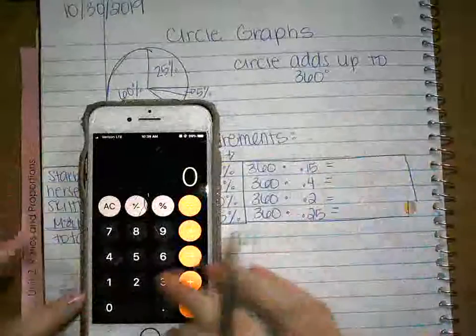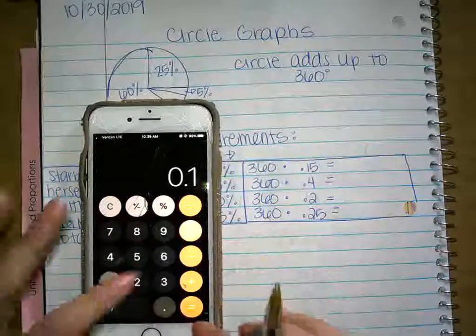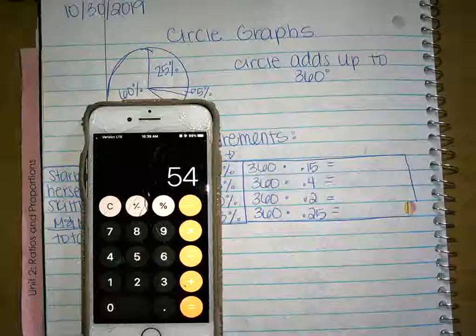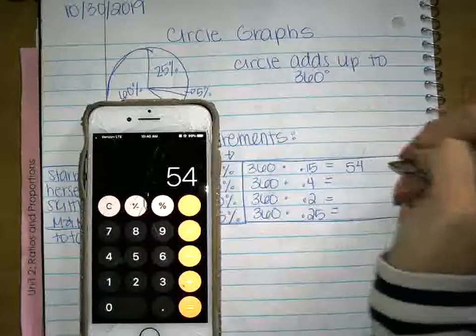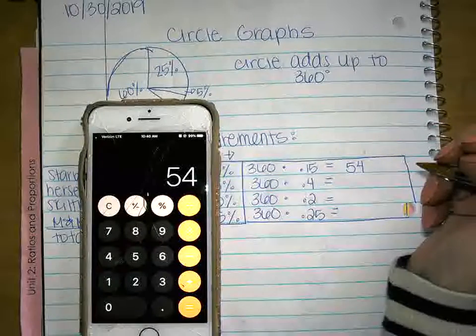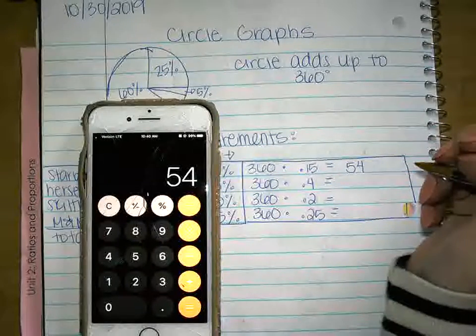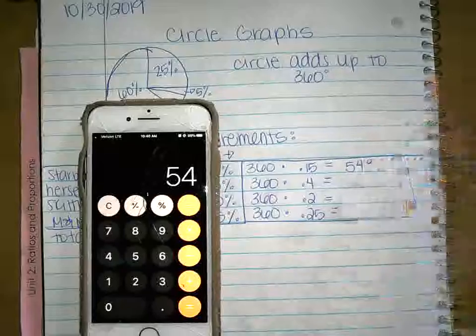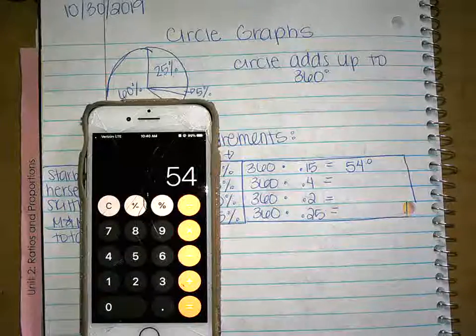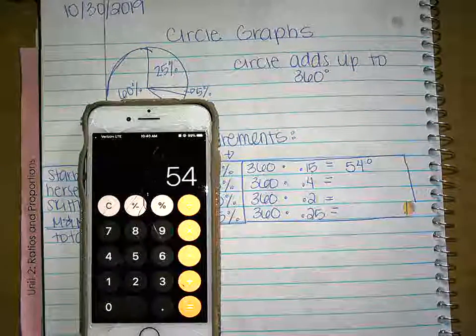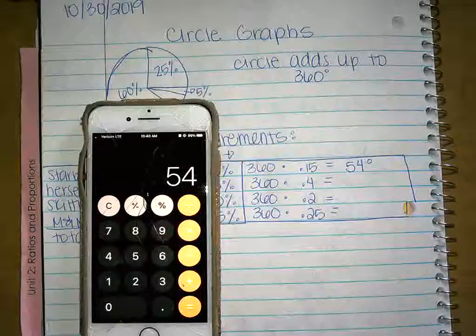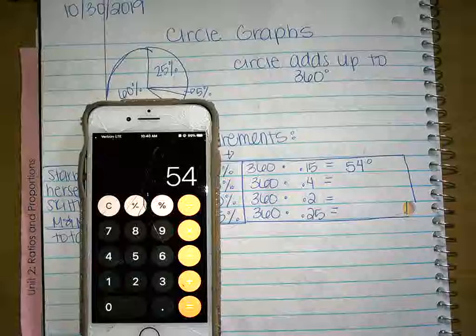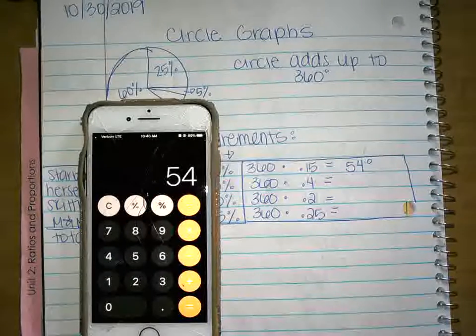I will type in 360 times 0.15, and we get what? 54 what? Nope. 54 over 360. Degrees. Because it's going to be 54 degrees of that circle, that angle measurement has to be 54 degrees. And 54 degrees is 15% of a circle.